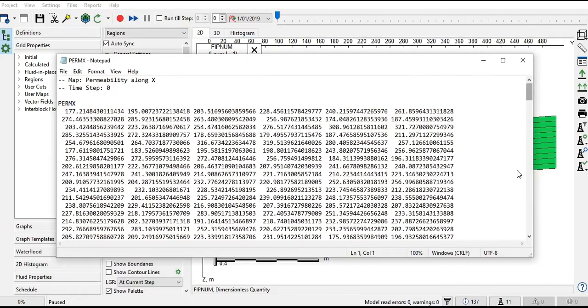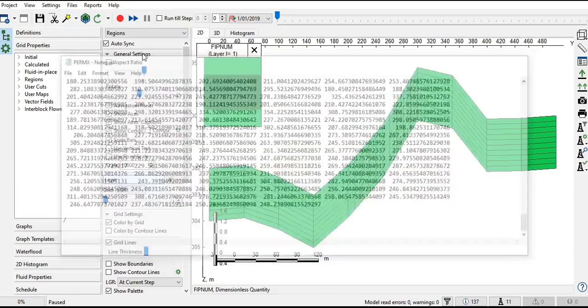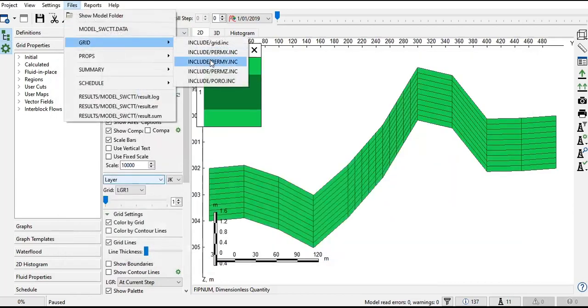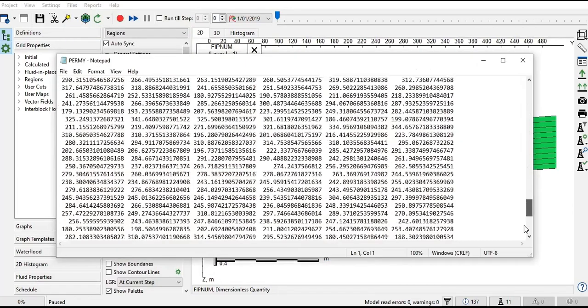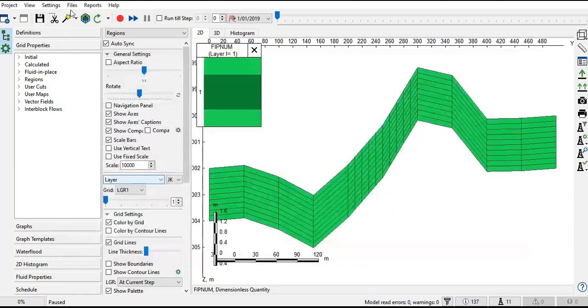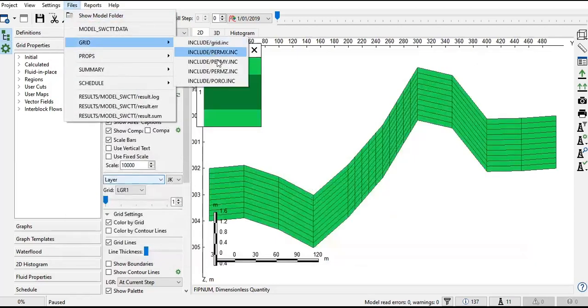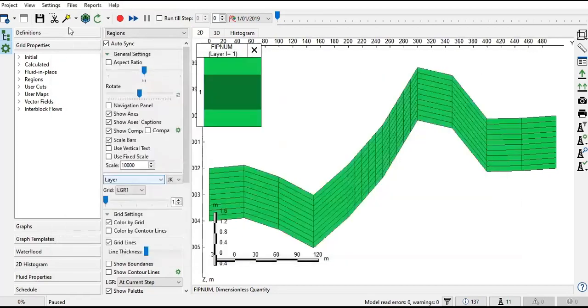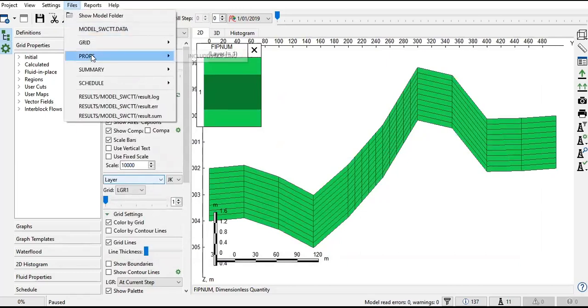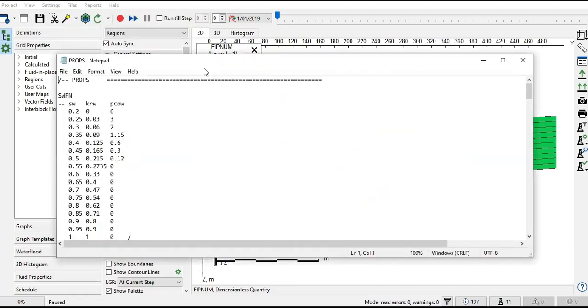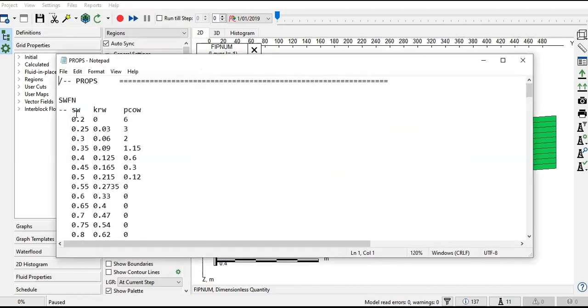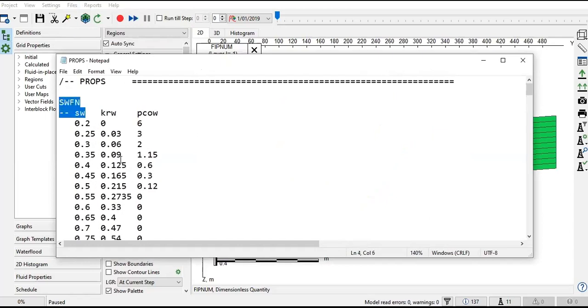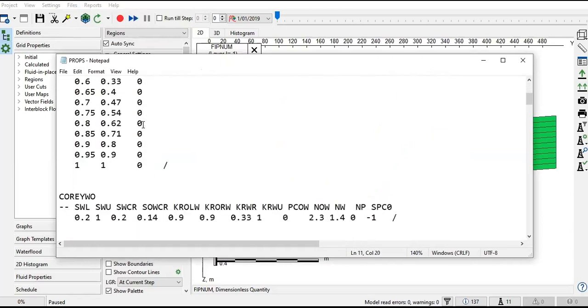This is for perm X. This is for perm Y, nothing special. And then perm Z will be the same, poro, right? The important thing here is actually properties. Okay, this is for properties, relative permeability. We have capillary pressure there.